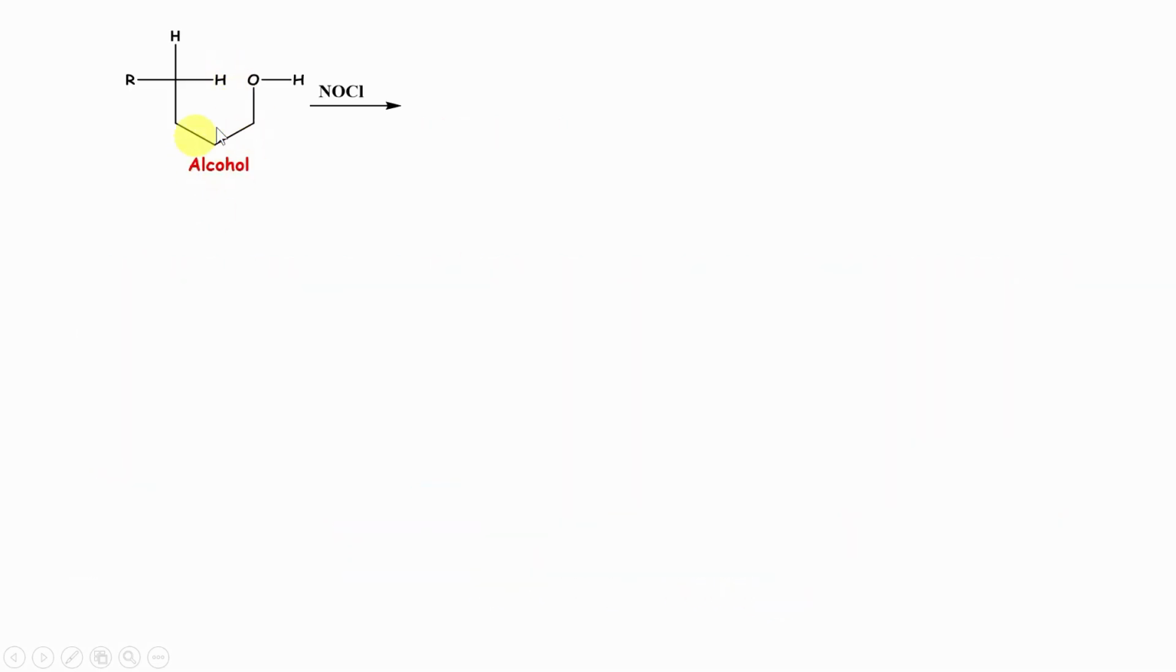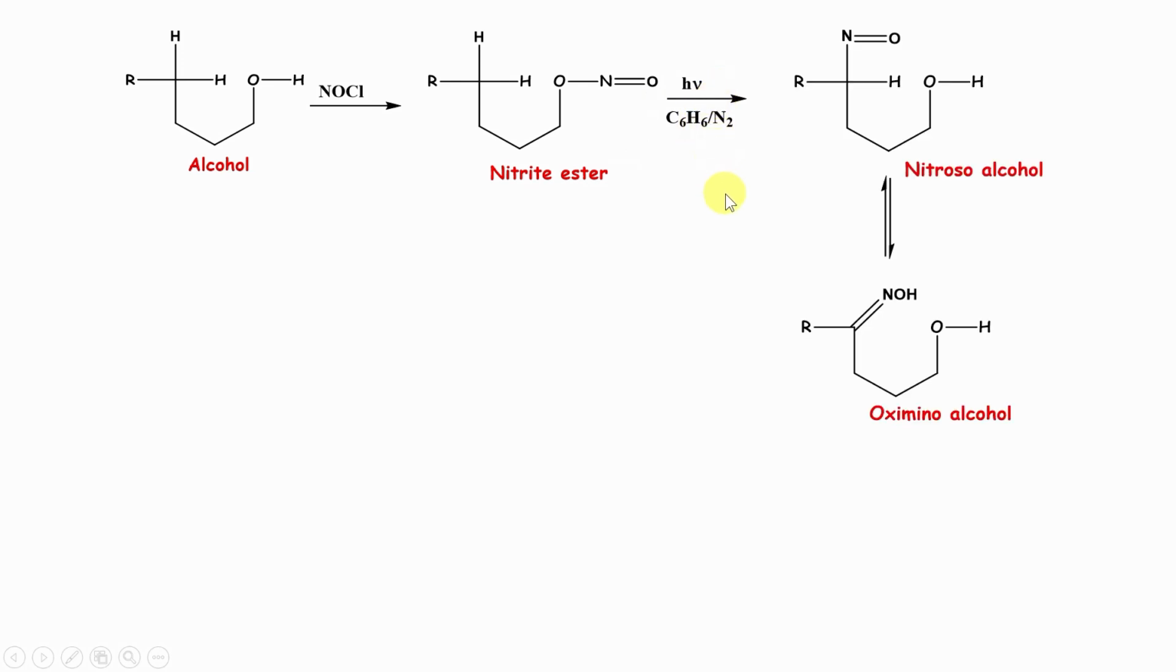Okay, see this alcohol, it contains delta hydrogen atoms. It is alpha, beta, gamma, delta. There are two delta hydrogen atoms. And when an alcohol with a delta hydrogen atom is treated with nitrosyl chloride, the corresponding alkyl nitrite or nitrite ester is first formed. Then this nitrite ester, upon photolysis in the presence of benzene and nitrogen, forms delta nitroso alcohol. This position is the delta position.